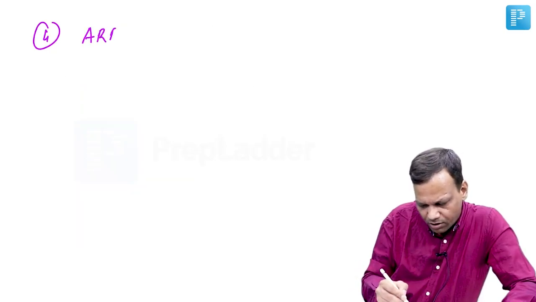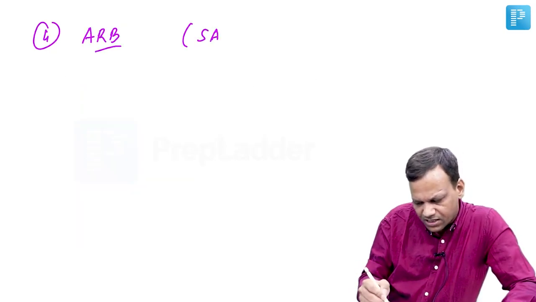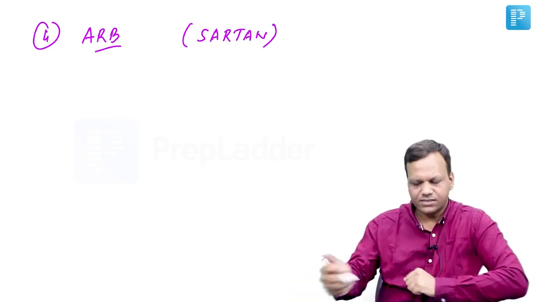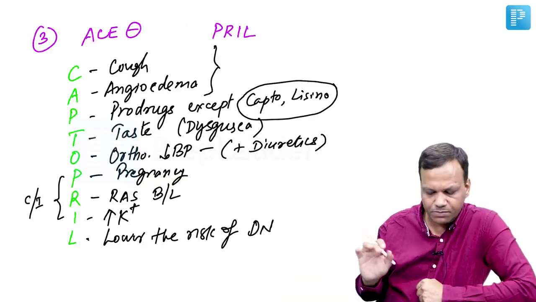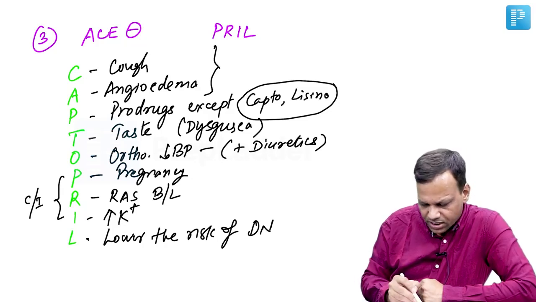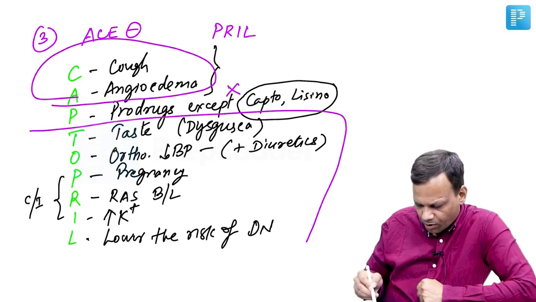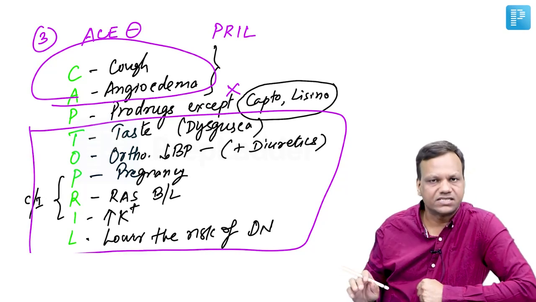ARBs, angiotensin receptor blockers, their names end with sartan, like losartan, valsartan, telmisartan, etc. All the properties are similar to ACE inhibitors. The only important difference is they do not cause cough and angioedema, and they are not pro-drugs. So the rest of the properties are the same as with prils in sartans.